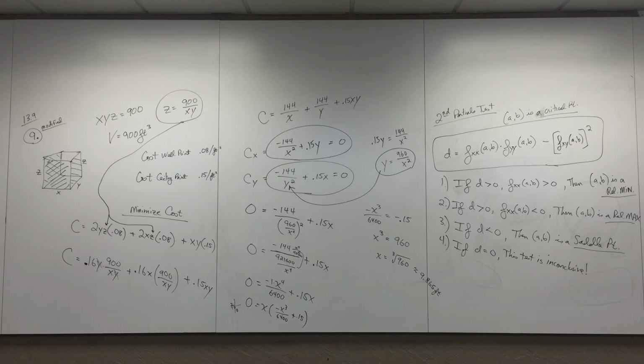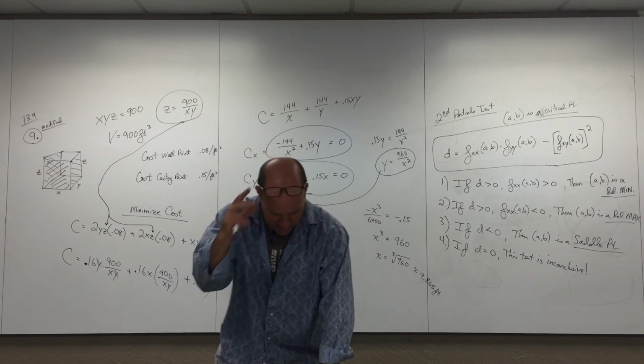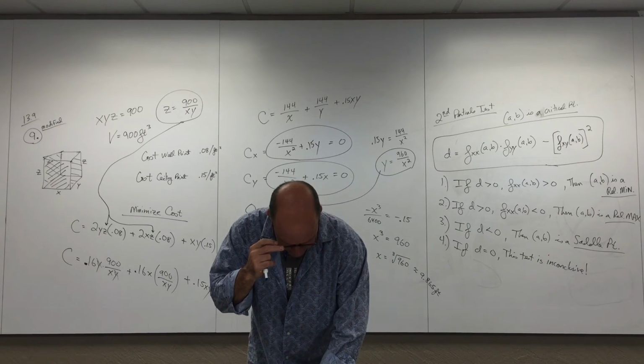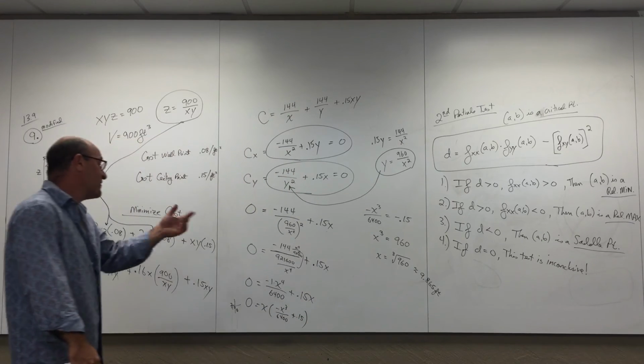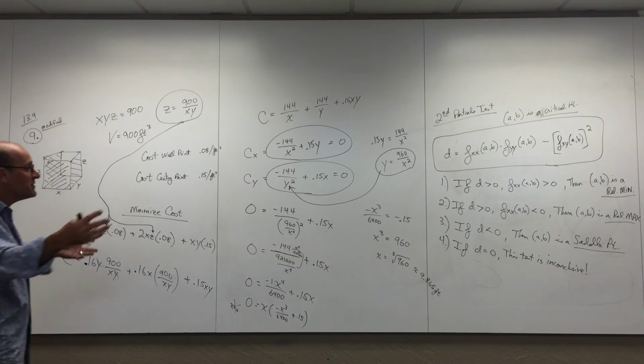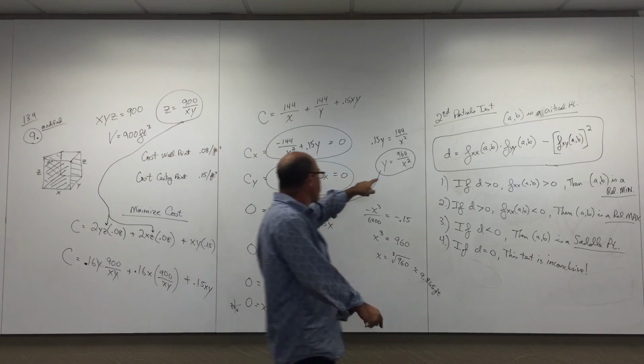How do I get y? Where is y? What did they want? I better read this question again. The dimensions of the room that minimize cost. Okay, so all I got right now is x. I should be able to get y. Where's my y? Oh, there it is.